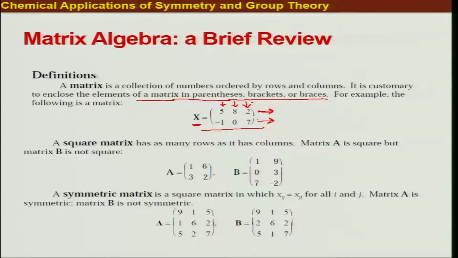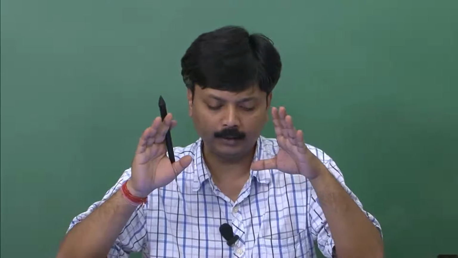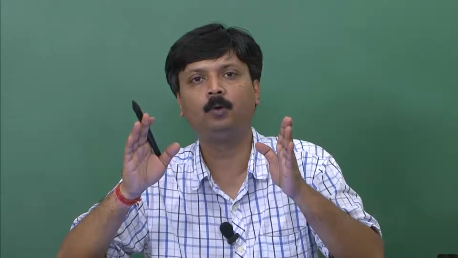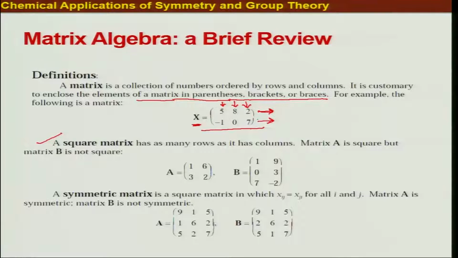Now, this is a general example of a matrix. If by any chance a matrix has n number of rows and n number of columns, that is, the number of rows and number of columns are equal, then we call that matrix a square matrix. An example of a square matrix is given here. A is a square matrix because it has two columns and two rows, so the number of columns and rows are equal.